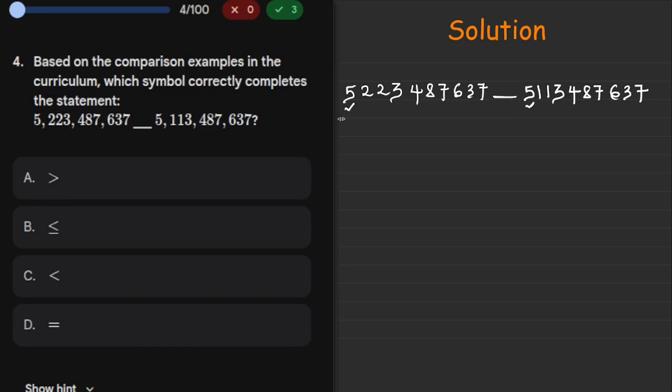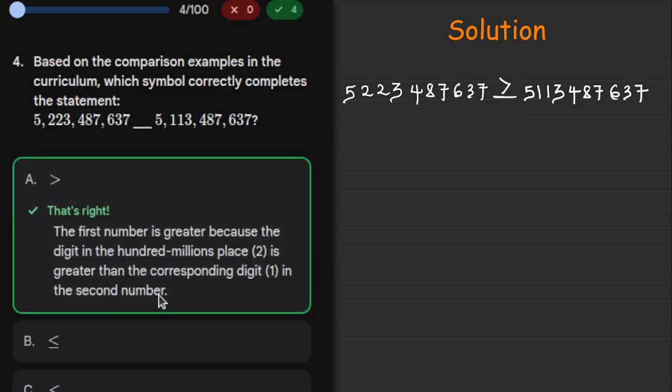So we go to the next digit. There is a 2 here, and then there's also a 1 here. We end over there. Now for 2 and 1, which one is greater? The 2 is far, far greater. Hence this particular number is greater than what we have over here. So we are to choose what? Greater than. So the reason is the first number is greater because the digit in the hundreds of millions place is greater than the corresponding digit in the second number. You see, let's look at question number 5.